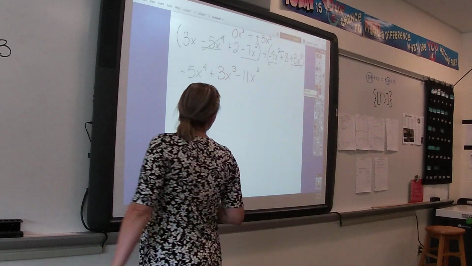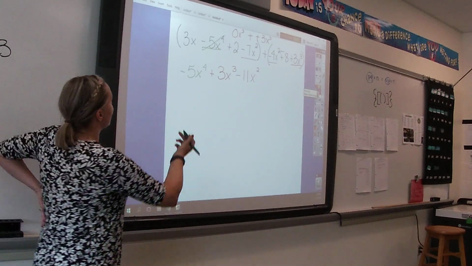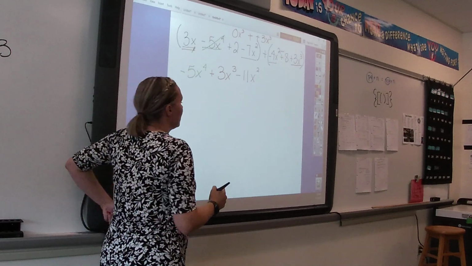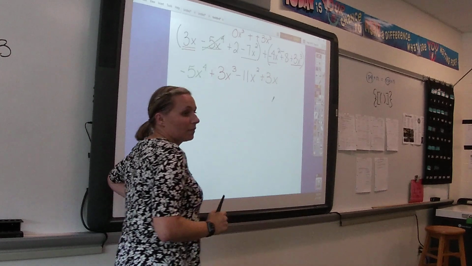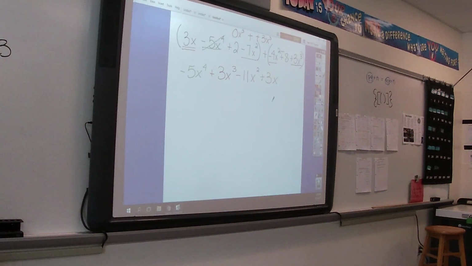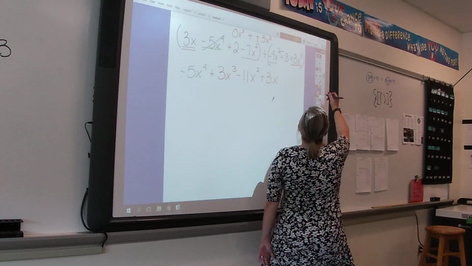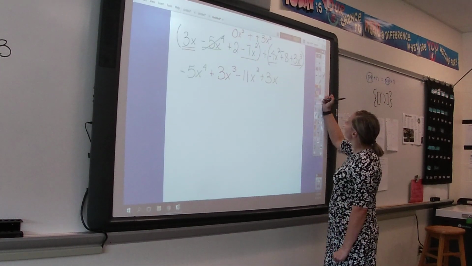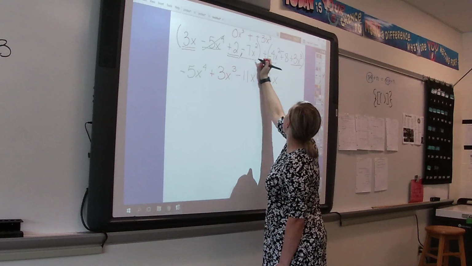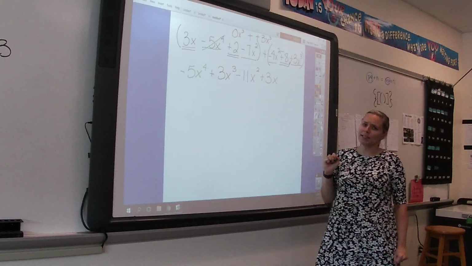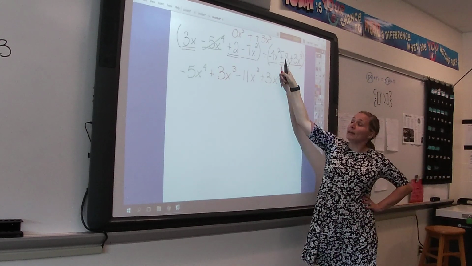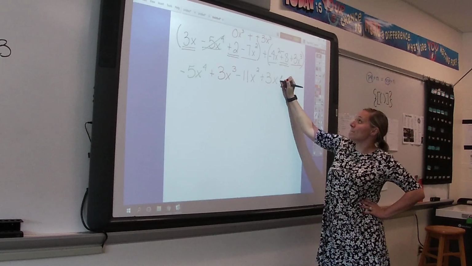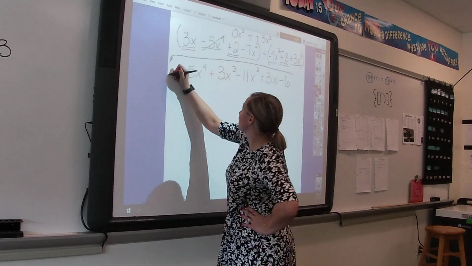Okay, what else do we have next? What's our next largest exponent? 3x, anything that goes with it? No. Nope, so we'll have a plus 3x. Last. Plus 10. Not plus 10. This is a negative 8. Oh. Minus 6. Wait, yeah.